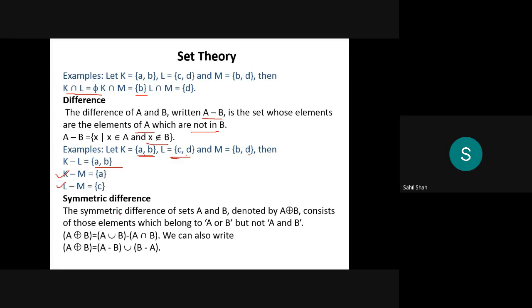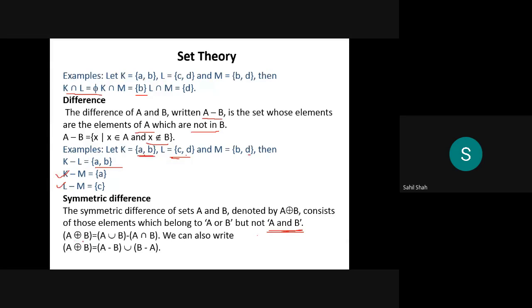Moving further, symmetric difference, denoted using the XOR operator symbol. The symmetric difference of sets A and B consists of only those elements which belong to either A or B but not both. We have to find out only those elements which are present in either the left side or right hand side but not both. How can I represent that?